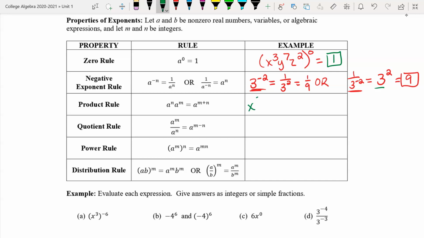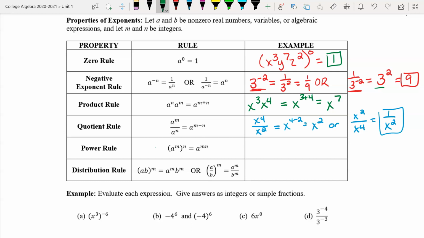Product rule: if they have the same base and I'm multiplying, then you add the exponents, so I get x to the 7th. Quotient rule: if they have the same base, I take the top minus the bottom. Another way to think about it is just where's the bigger number. I'll do two examples here. For x to the 4th over x squared, I would take 4 minus 2, which would be x squared. Notice that the 4 is bigger on top. Whereas in the second one, if it's bigger on bottom, you're still doing 4 minus 2, but the x squared goes on bottom. So it's just wherever the bigger number is, as long as it's positive.